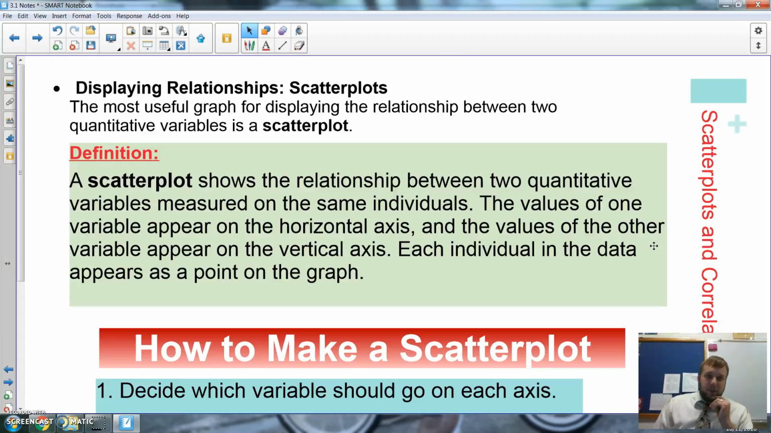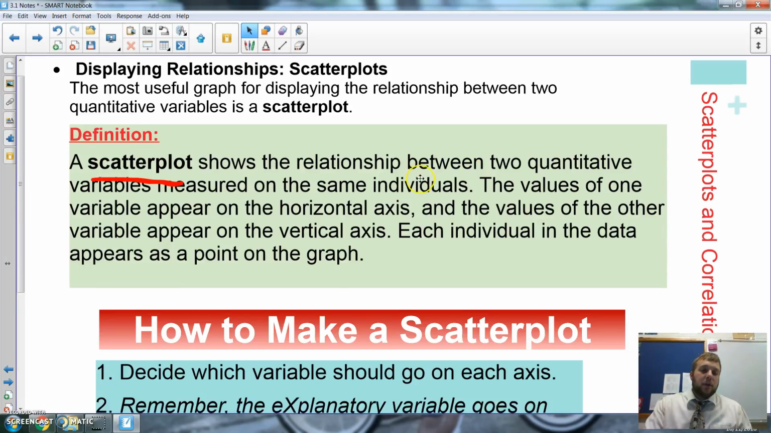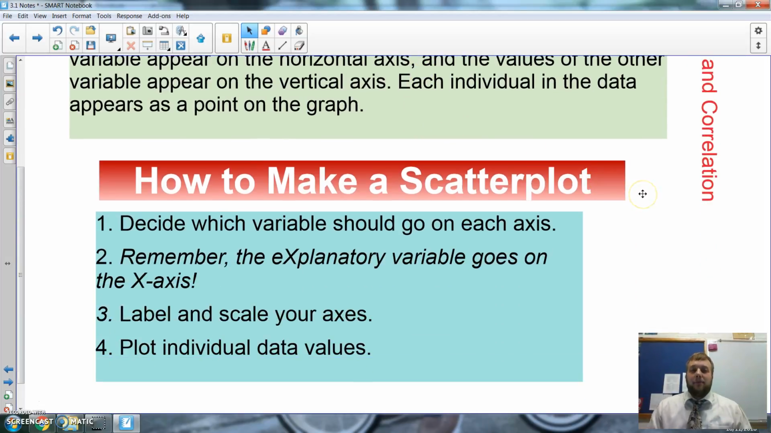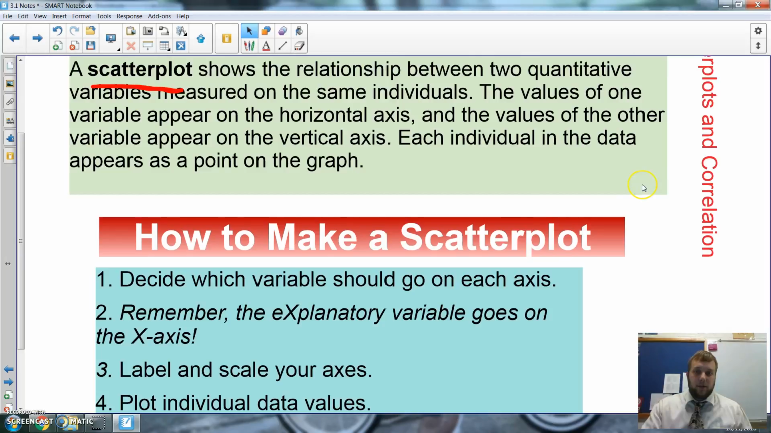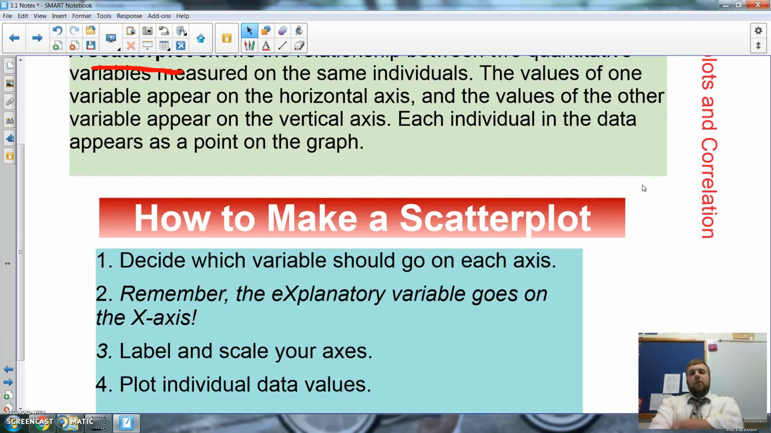All right, displaying relationships. Now, I kind of already discussed with you what a scatter plot is. It's really the best way of displaying relationships that we have in statistics. And so we are going to have to practice with our x, y, being able to plot, right? So here are a few important things on how to make a scatter plot, all right? First of all, obviously what we already talked about, decide which variables should go on each axis, all right? So your explanatory and your response, right?